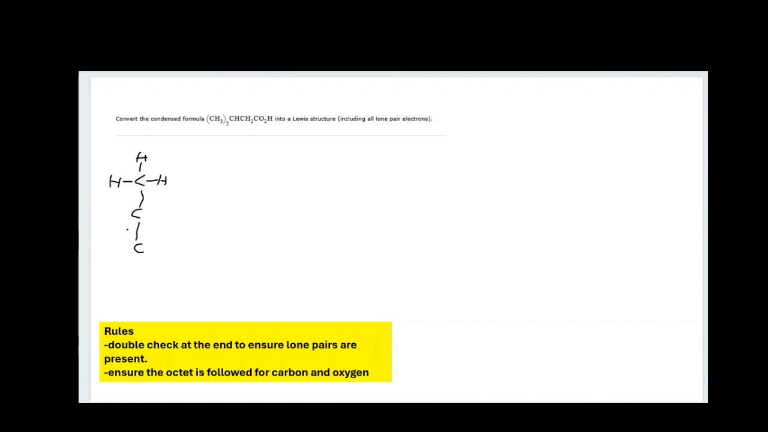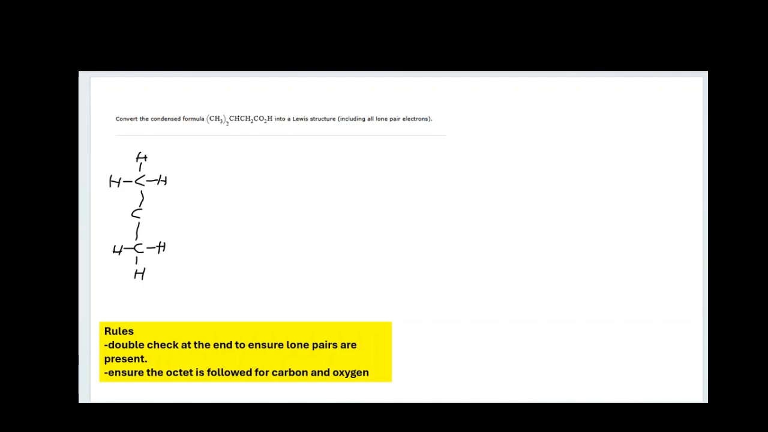And then I'm also going to do the same for the other CH3, my other methyl group. So I'm going to make sure the hydrogens are right here, and right here. And we see that this also satisfies the octet rule because the carbon has 4 bonds around it.